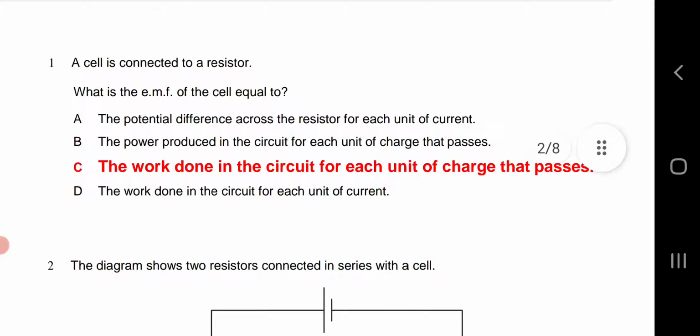So question number 1, a cell is connected to a resistor. What is the EMF of the cell equal to? EMF is the electromotive force. EMF is the amount of work done in the circuit for each unit of charge that passes. So EMF is W over Q. W is the amount of work done in joule, and Q is the charge. So 1 volt, the unit of EMF is equal to 1 joule per coulomb. So it is the amount of work done in moving a unit charge through a closed circuit.